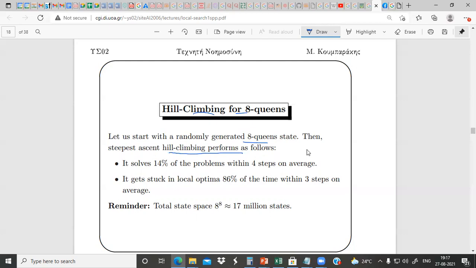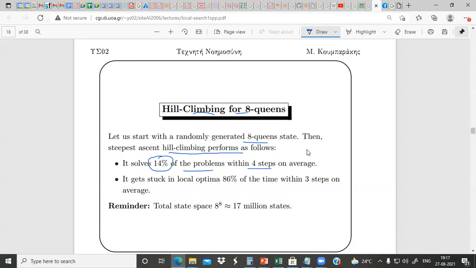When you apply the steepest hill climbing for the 8 queen problem with a randomly generated initial state, what is observed is that 14% of the time it solves the problem. That is, it is able to reach the goal state 14% of the time. And whenever it finds a solution, on average, it takes only 4 steps. Is that clear?